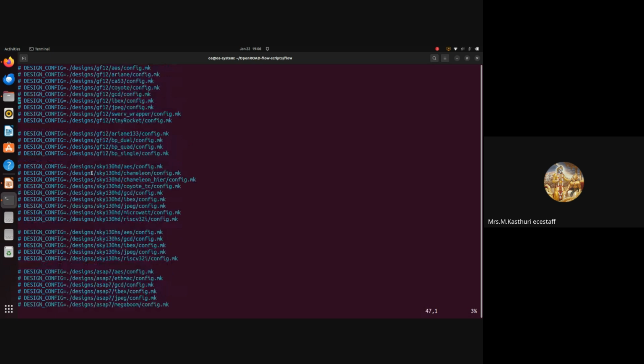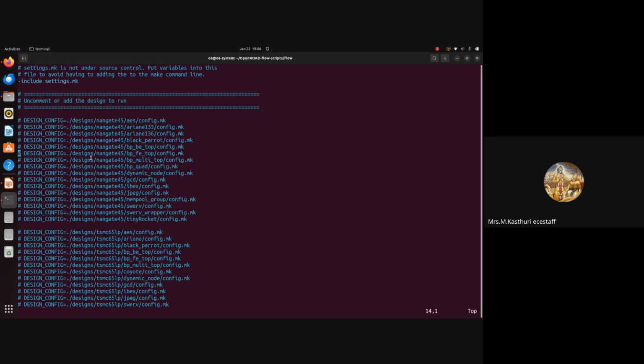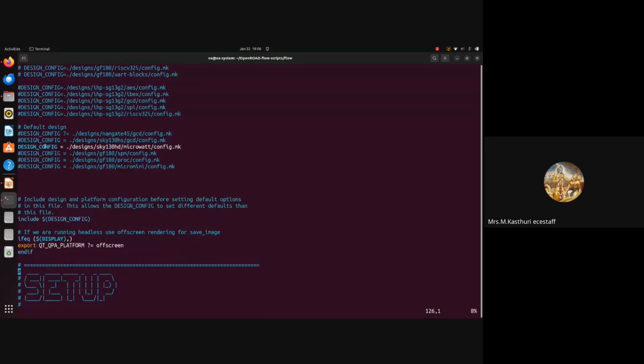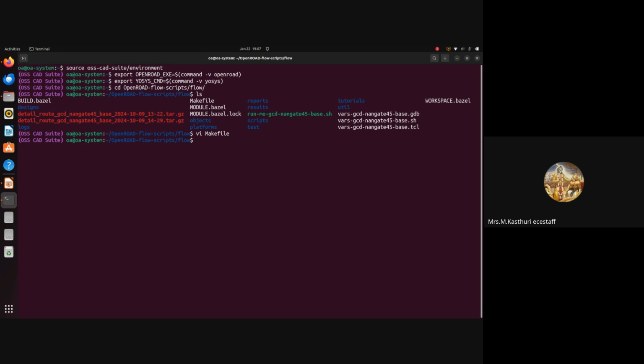We can see that several designs were already present in this Makefile. It's like a default design, which is there when we install OpenROAD. The default design is called nangate45 GCD. Its technology is Nangate45, and now we are going to run a design, microwatt. If you want to run a design, you have to uncomment the design which we are going to run, and after that we have to save it. Once you choose in the Makefile which design you are going to run, after that we have to run the make command.